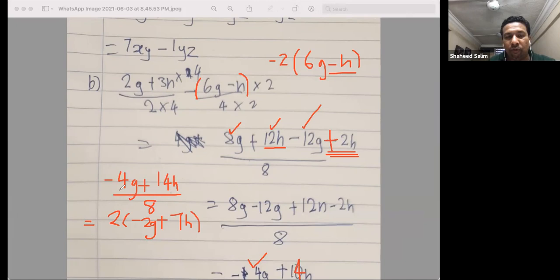Can you see I've extracted the 2 out? 2 times 2, 4, minus 4g. 2 times 7, 14. Now down here, I can cancel. Divide by 2, this was 8, I get 4. Divide by 2, I get 1. So my final answer is minus 2g plus 7h over 4.